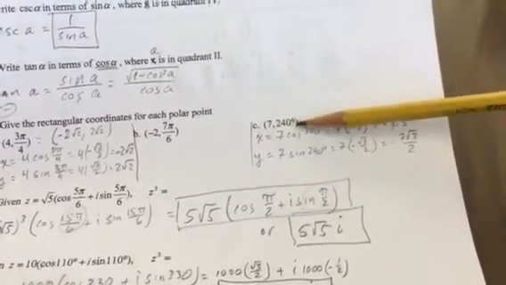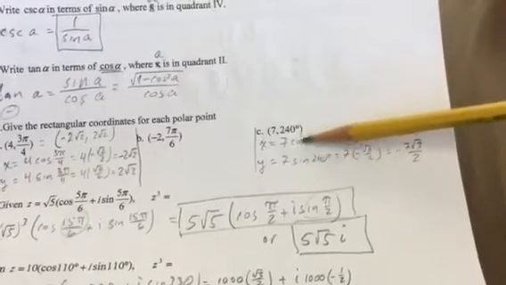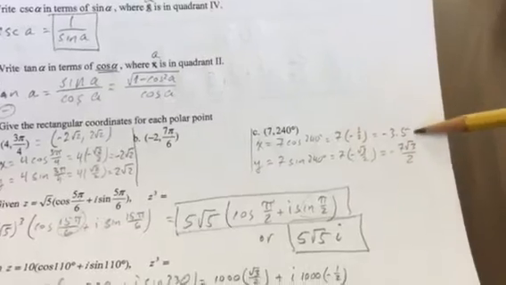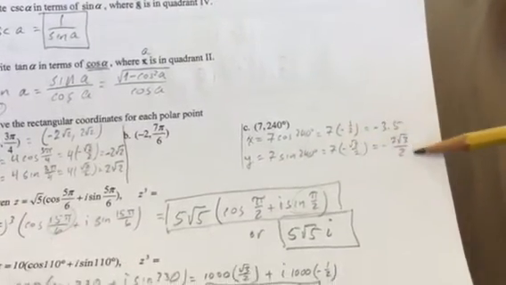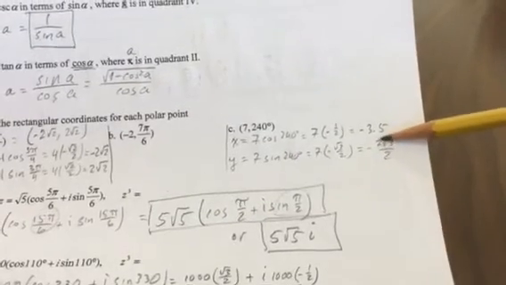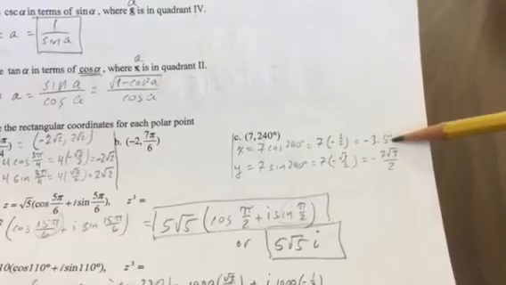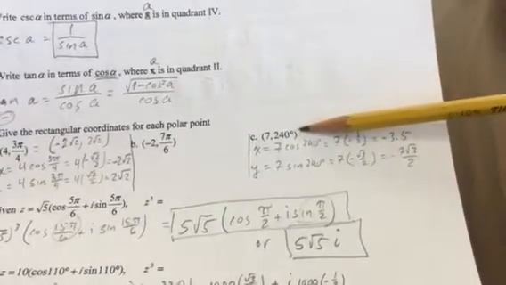240 degrees. All right, to find the x coordinate of that, I multiply r times the cosine of that. Cosine of 240 is negative 1/2, so 7 times negative 1/2 is negative 3.5. Sine of 240 is negative root 3 over 2. Multiplied by 7 gives you negative 7 root 3 over 2. And so there's your x and y coordinates for that polar point.